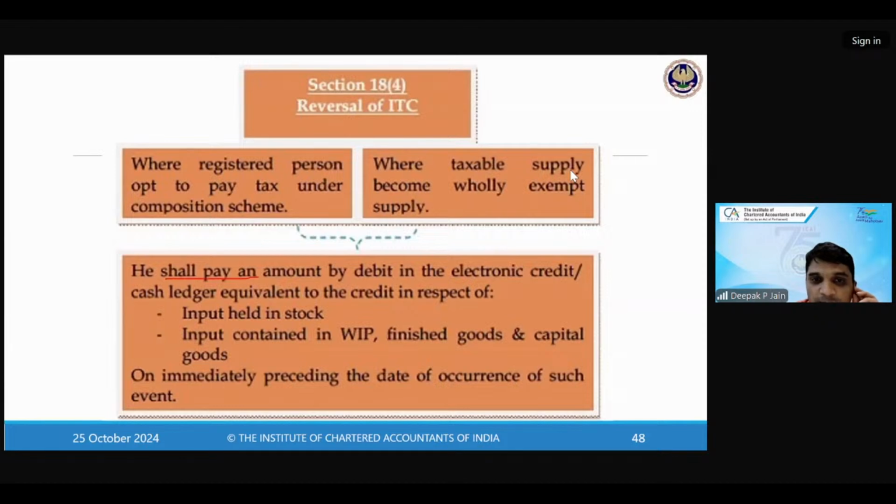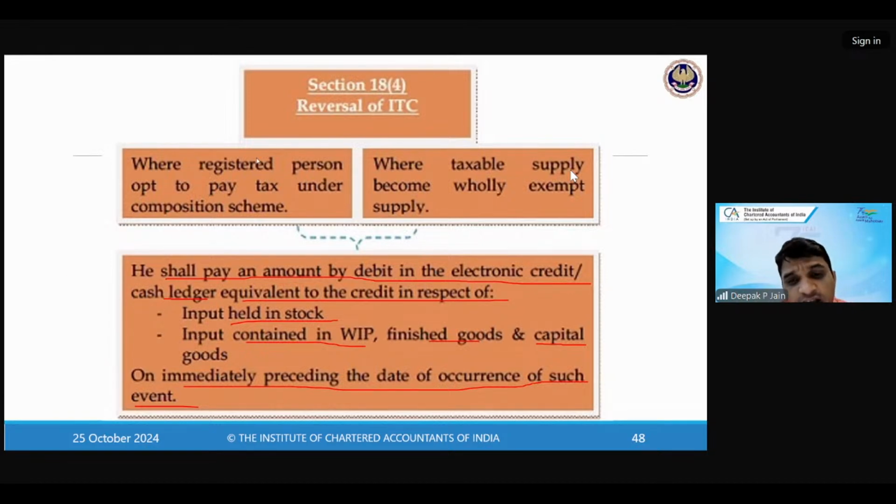इन दैट केस व्हाट हैपेंस, ही शैल पे एन अमाउंट by debit in the electronic credit ledger or cash ledger, the tax equivalent to the credit in respect of inputs held in stock, inputs contained in work in progress, finished goods and capital goods on immediately preceding the date of occurrence of such event. ओके. तो जब भी वो एग्जेम्प्टेड टू टैक्सेबल में आ रहा तब उसका क्रेडिट मिल जाता है. नाउ व्हेन इज मूविंग फ्रॉम टैक्सेबल टू एग्जेम्प्टेड या फिर फ्रॉम रेगुलर टू कॉम्पोजिशन, सो जो भी क्रेडिट उसने क्लेम किया है उसको रिवर्स करना पड़ेगा. दैट इज क्रेडिट इन रेस्पेक्ट ऑफ स्टॉक. कौन सा स्टॉक? इनपुट्स हेल्ड इन स्टॉक, इनपुट कंटेन इन वर्क इन प्रोग्रेस, फिनिश गुड्स एंड कैपिटल गुड्स. अगेन कैपिटल गुड्स में 5% क्राइटेरिया रहेगा. देन ही विल हैव टू reverse the credit.